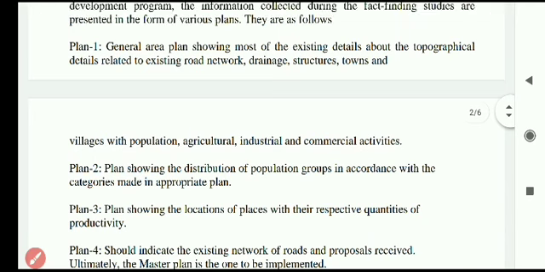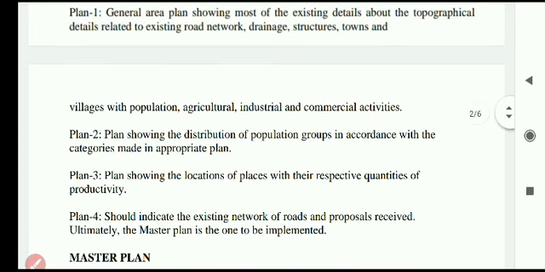About plan 2, plan 2 shows the distribution of the population groups in accordance with the categories made in the appropriate plan. See, it is a bit higher version than plan 1. Under plan 2, distribution of the population is shown clearly. Like a set of villages are there. In that set of villages, which village consists of what population? All these details are shown under plan 2.